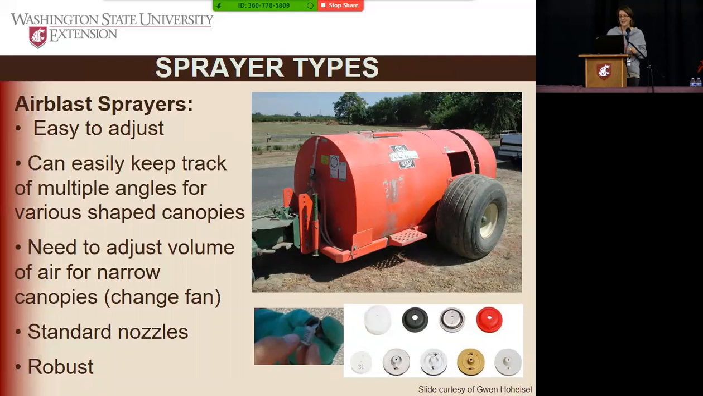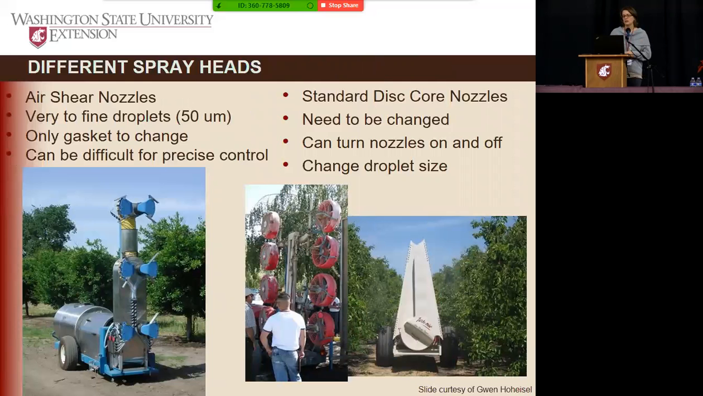So you have out there a Chima or a Gearmore that has air shear nozzles. How those nozzles work is a completely different mindset on air than everything I just told you, so I'm going to make sure we cover it. Air shear versus standard disc-core, which is all the things I just told you. But the air shear is where you have a stream of water, and then air comes into the stream and breaks up the water and creates lots of droplets.